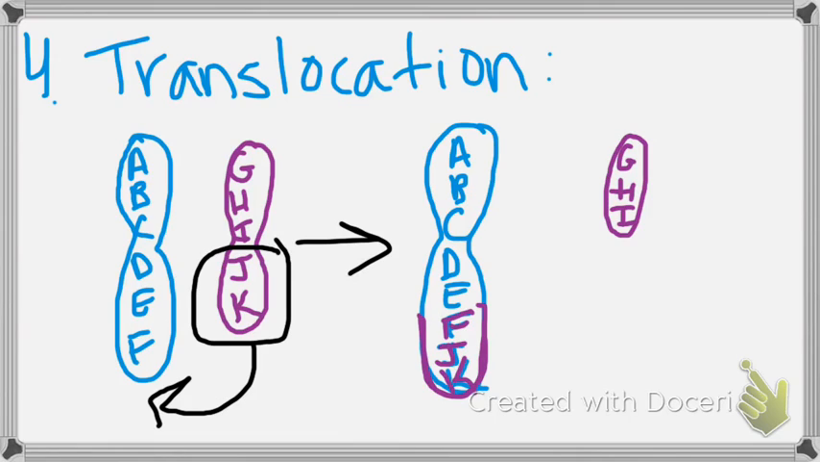Okay? I'm sorry, just J and K are added. We aren't actually adding F. We're only adding J and K from our other chromosome. Let's not get that confused. So we're only adding J and K. Okay, so those are our 4 types of chromosomal mutations.